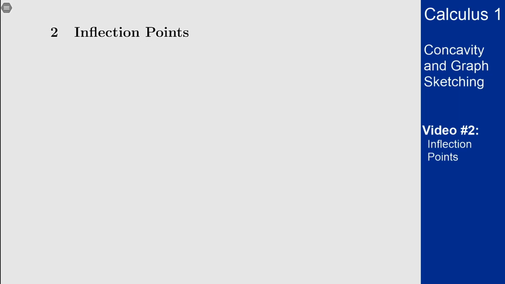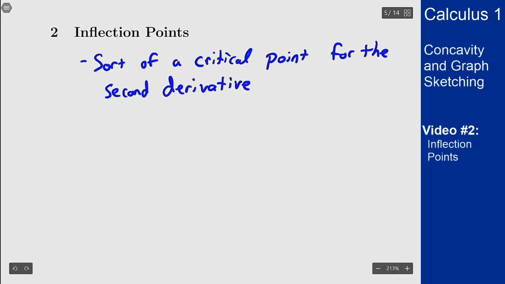In this video, we'll talk about inflection points, what they are, and how we can find them using calculus. So an inflection point sort of fills the role of a critical point for the second derivative, except we're a little more particular about when we actually have an inflection point on a curve. And our main criteria is that inflection points only happen when the curve actually switches concavity at that point.